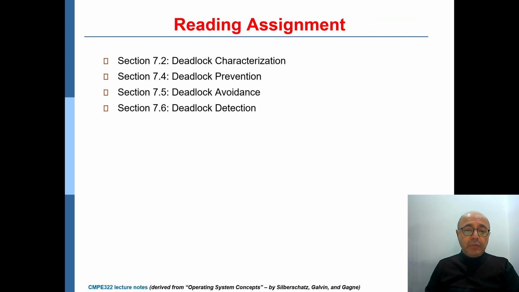So this will be the end of this chapter. Again, please have a look at these sections in your textbook.